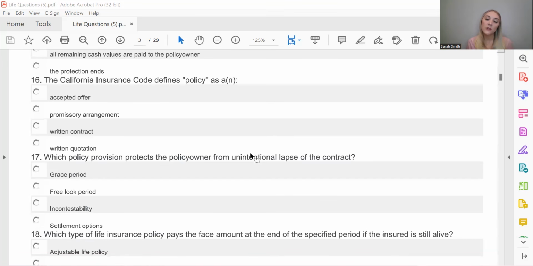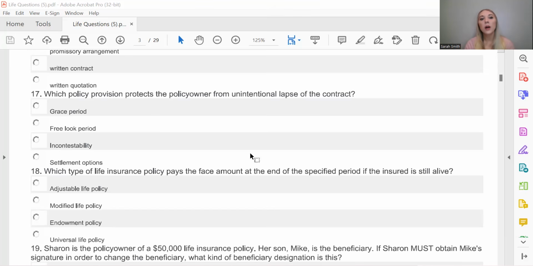California Insurance Code defines policy as a what? We know that policy hits those 4 contract requirements. So the answer is C, written contract.